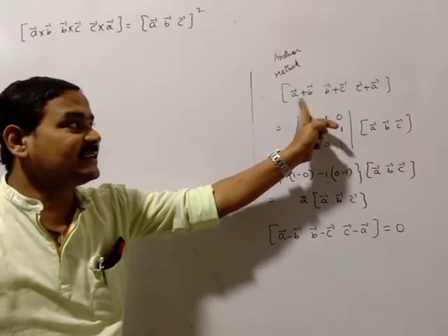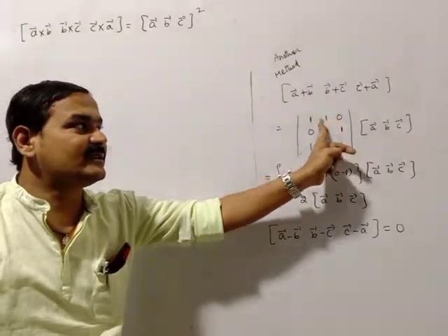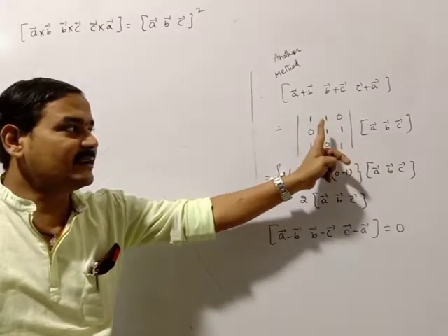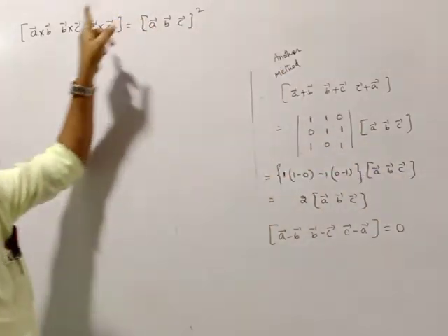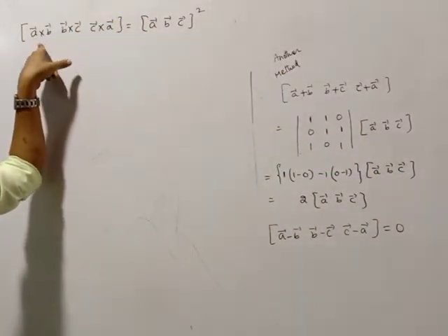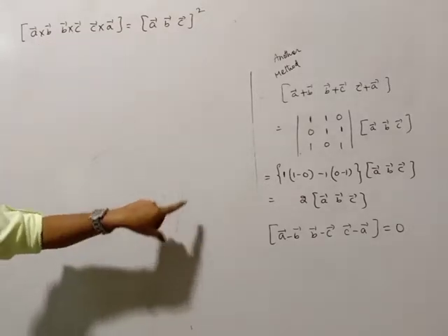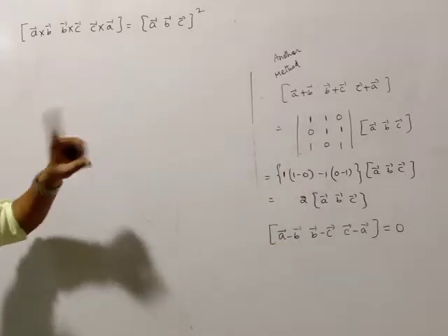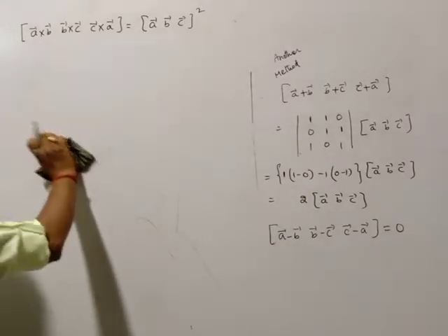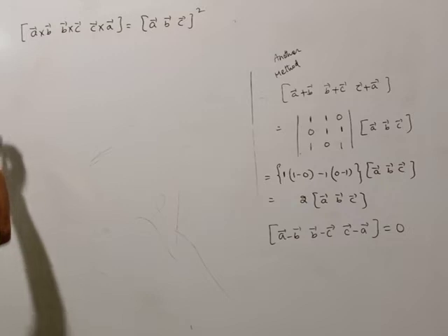Because that was a linear combination of the vectors, you could write the coefficients of a bar, b bar. But this is not a linear combination, it is the cross product, a vector concept. Then you must use this method only. You can't simplify it that way because it is not plus or minus, it is a product. So how can you do it?